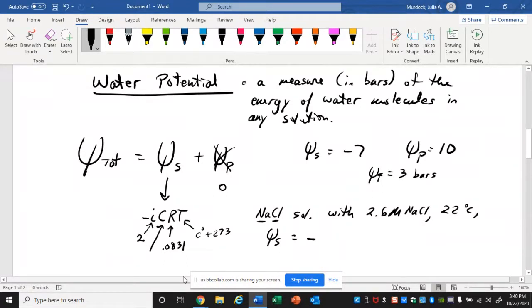Yeah, your ionization constant is 2 when you're dealing with an ionic compound that dissociates into two pieces. So you got everything right except that. Right, so it's 2 times 2.6 times this times 295, I think. And I got -127 is what I got. And it would be bars. Okay. Yeah, careful of that. But that's easily fixed. Once you know what it is, you'll never make that mistake again.